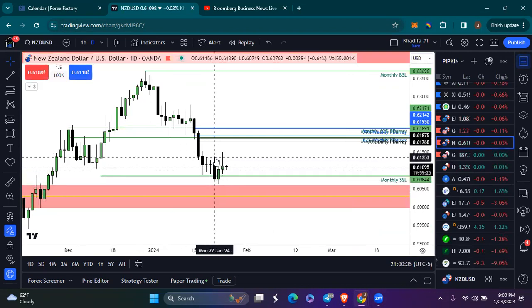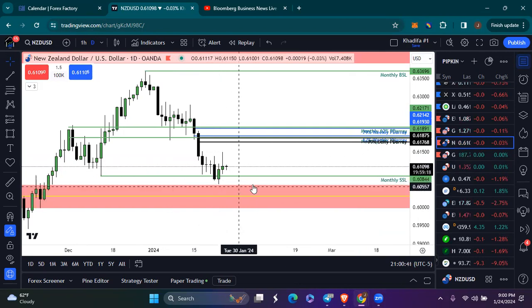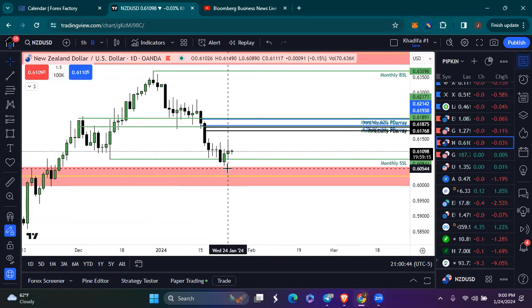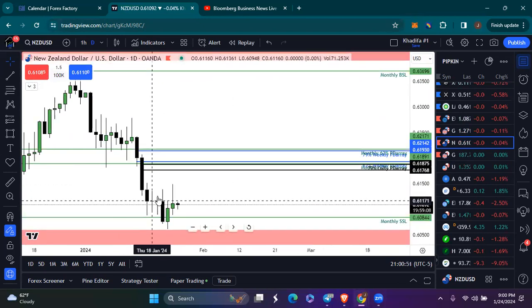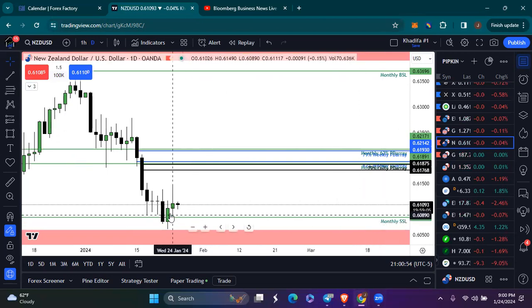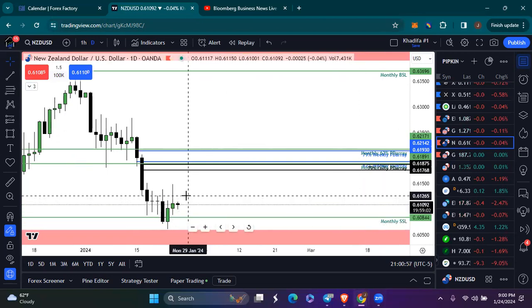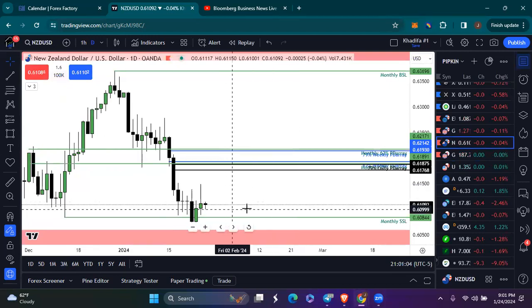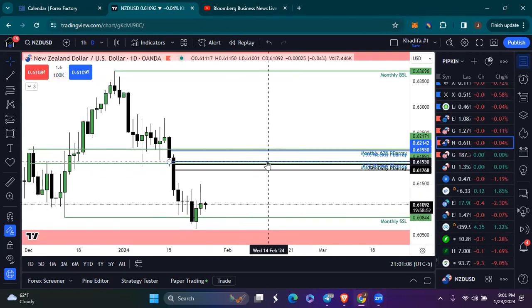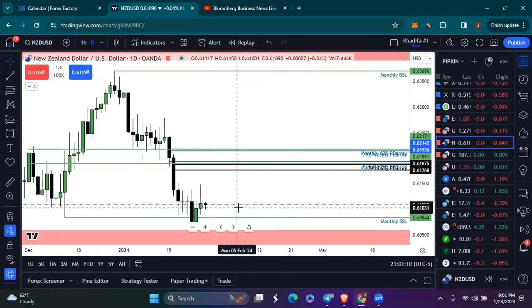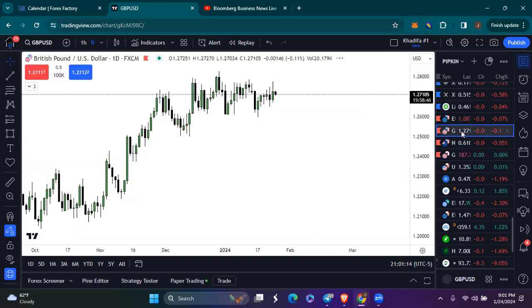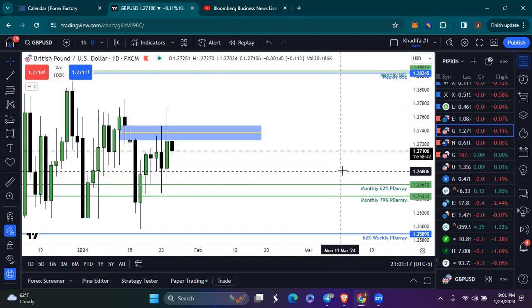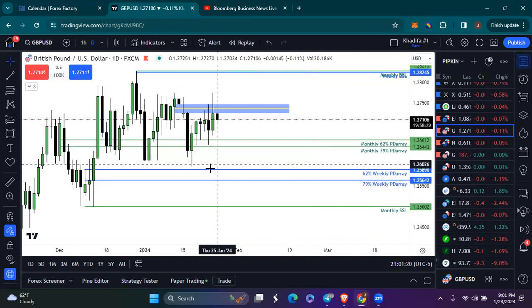NZD USD came down and ran that monthly sell side liquidity on Monday. Came back down, did we almost retest the top of that weekly inversion fair value gap? We got back above the monthly PD array, sell side liquidity. So, let's see if we push higher. All the signs are pointing towards the draw on buy side liquidity, right? Because we ran sell side liquidity on NZD USD. Honestly, that was the only one that we ran sell side liquidity on.